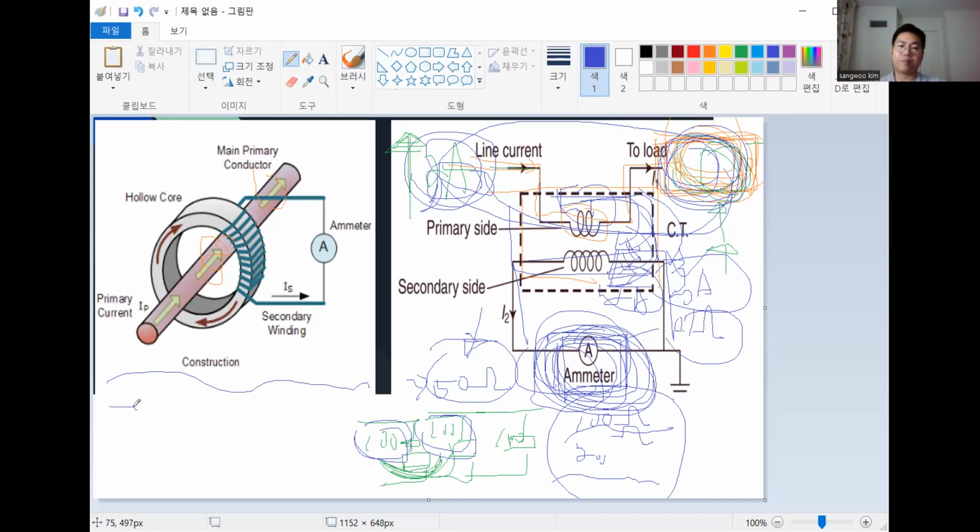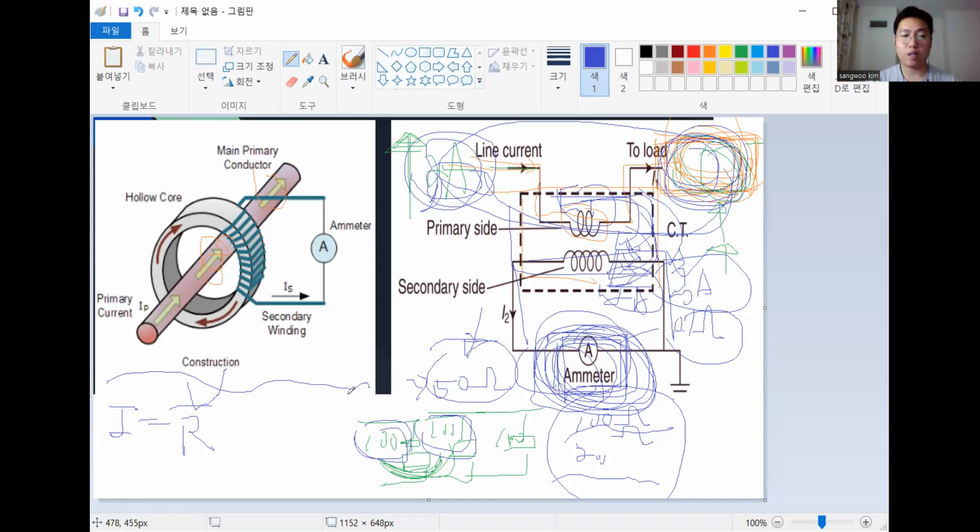So look at that. What happened? We say in the CT, do not open the secondary side of the CT. If you open it, the insulation is damaged because of too much surge, big voltage. Because of the big voltage, the CT is going to be insulation damaged.